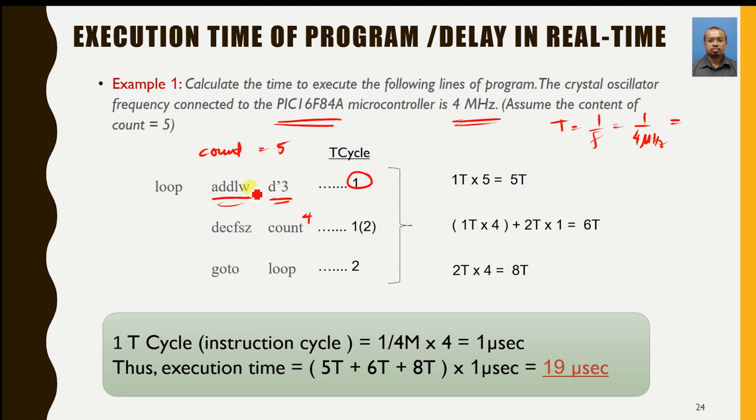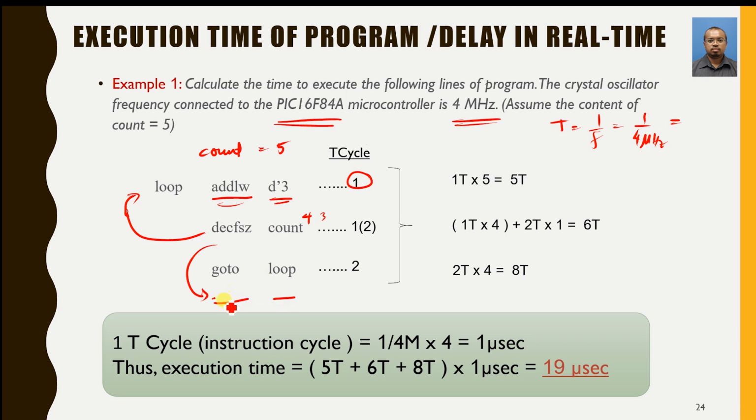Then ADDLW 3, another 3. It doesn't matter what the program does. What we are focusing on here is the number of loops that we are doing, so that we can calculate how many clock cycles there are. So DECFSZ count: the second one becomes 3, then 2 and 1. After 1, when it becomes 0, you will skip the GOTO and execute the next instruction after GOTO.